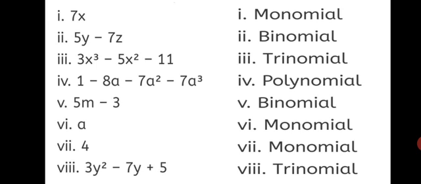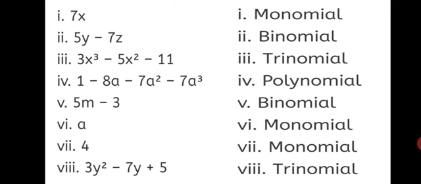Fifth one, 5m minus 3. You can see 2 terms, so it is obviously a binomial. Sixth, you see only a. So a is a single term. Though it is multiplied by 1, we don't write 1a, only a. So it is a monomial. Seventh, 4. 4 also is a single number, so it's a monomial. Just one term. And eighth one, 3y square minus 7y plus 5. You can see 3 terms here, so it is a trinomial.